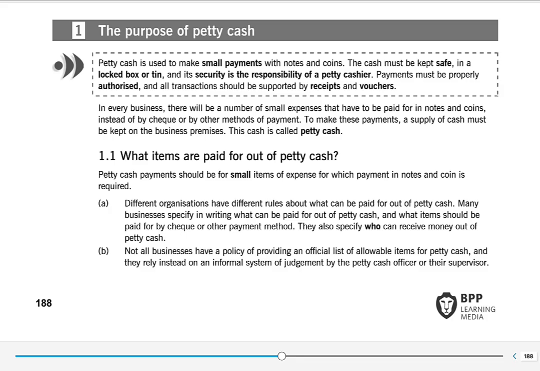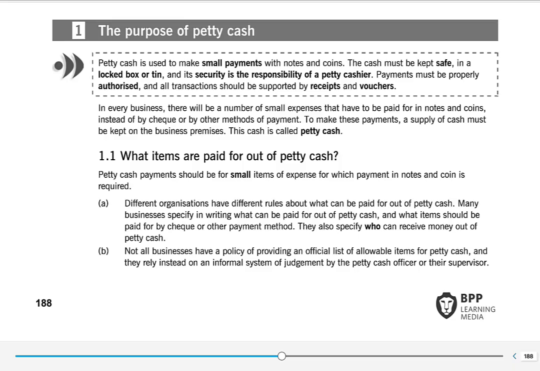Okay, class, now we start Lesson 1. This lesson is about one very simple question. Why does a business keep petty cash at all? Petty cash means a small amount of cash kept on the business premises. It is usually kept as notes and coins. The money is kept in a safe place, like a locked cash box or a tin inside a drawer. The purpose of petty cash is to pay for small business expenses quickly. These are payments that are too small or too frequent to use the bank every time.